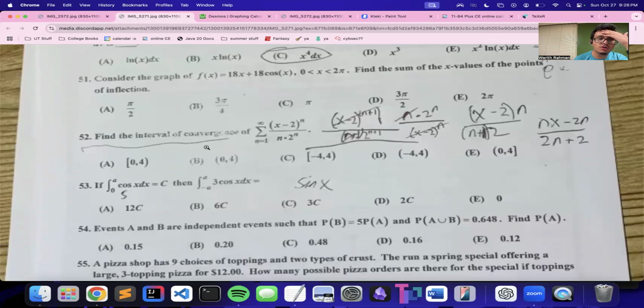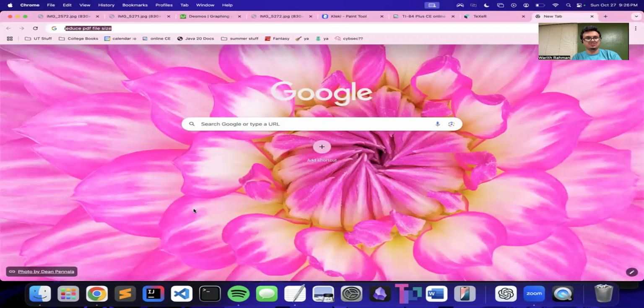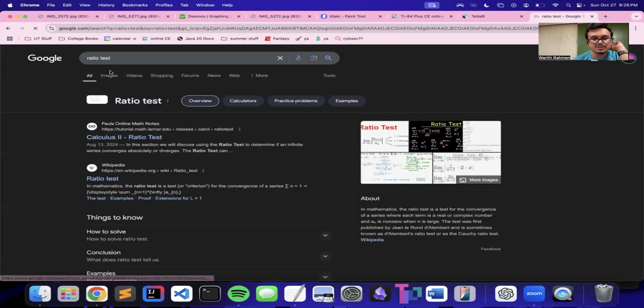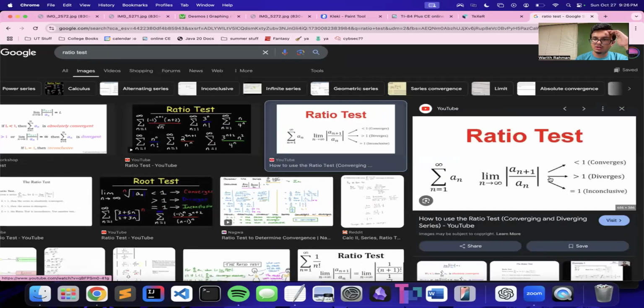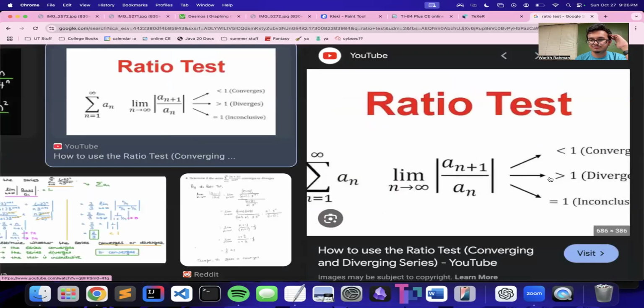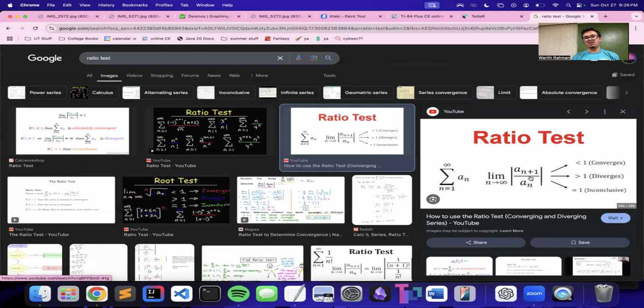52. Interval of convergence. Interval of convergence relies on what's called the ratio test, which requires us to find this. The general idea is that if we have a bunch of terms in a sequence, let's call these terms a sub n. Then we take the ratio of any two consecutive terms as n approaches infinity, like the nth term and the n plus one term.